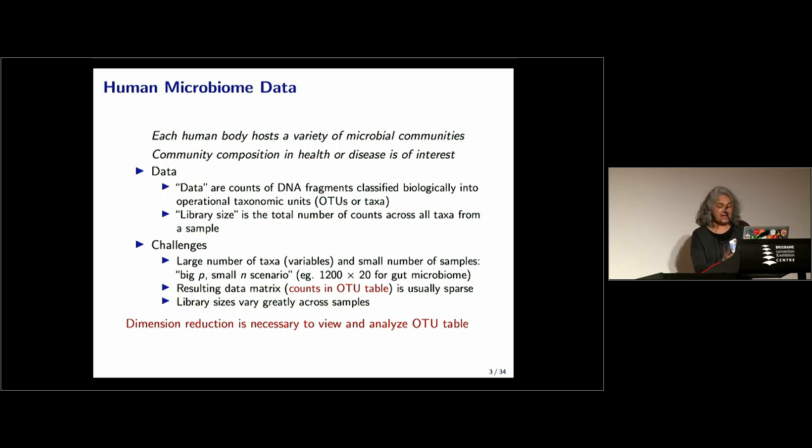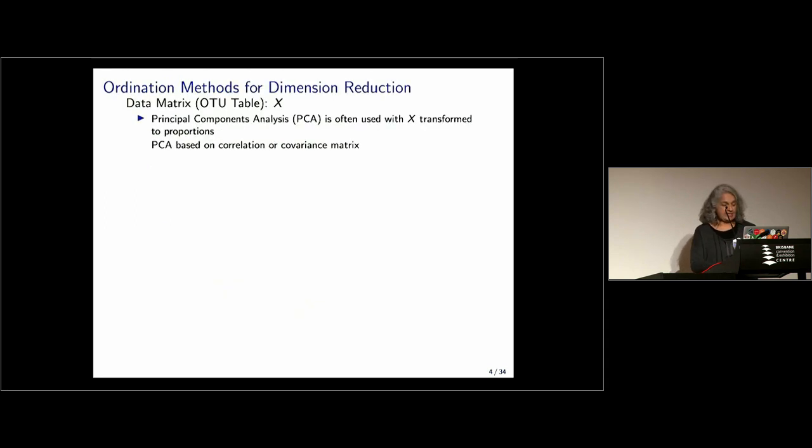So these counts in the OTU tables are often very sparse as well. So you have this issue, and it's a sampling issue, where some of the taxa give you huge counts and the others are very close to zero. So this difference in library sizes is a problem. So basically, even to do the first steps of just looking at the data, you need to do some sort of dimension reduction. And so what people usually end up with are ordination methods for dimension reduction.